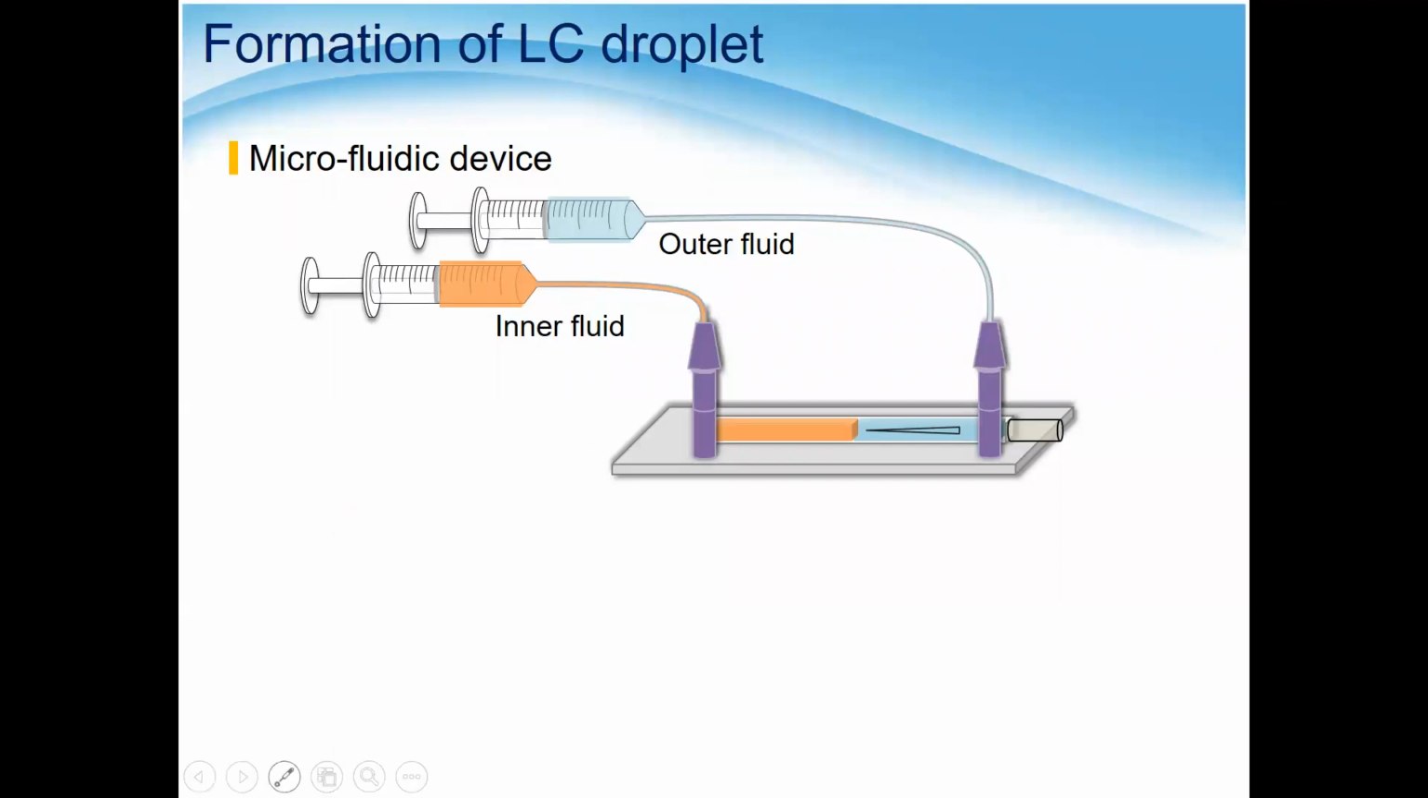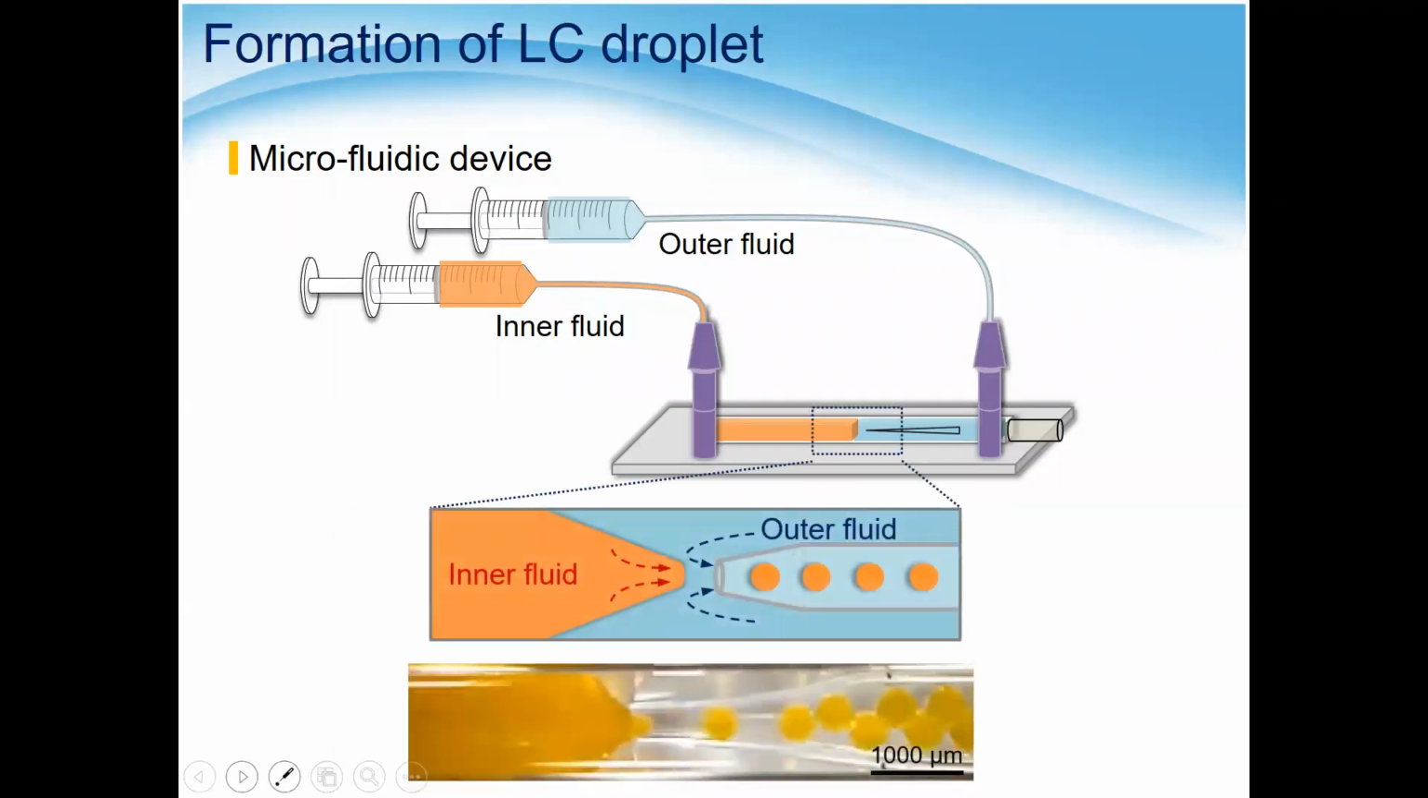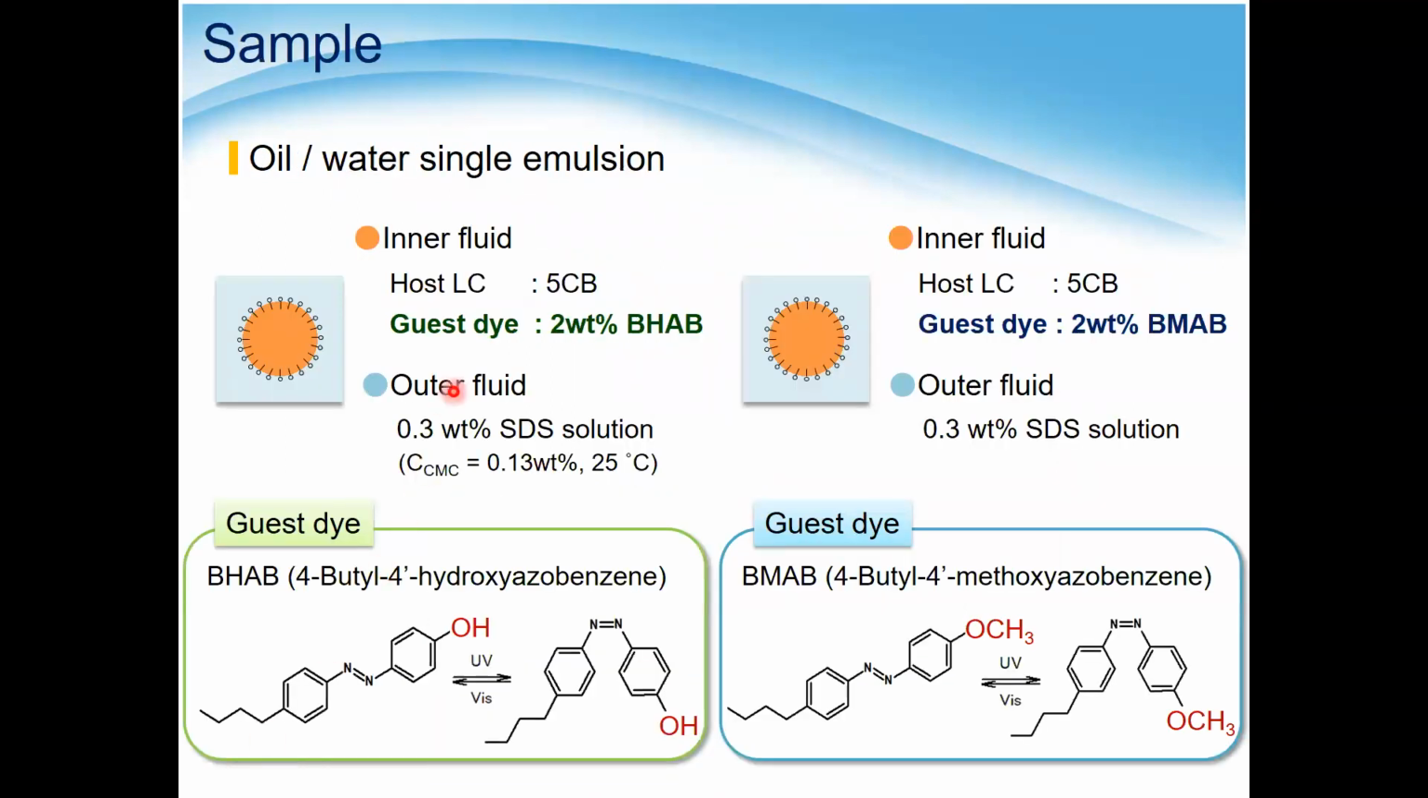We use a microfluidic device, and an outer fluid encounters at the center and induces the shear force to generate this kind of droplet. In this case, we use two types of liquid crystal droplets. The host liquid crystal is 5CB, which is one of the most typical, well-known liquid crystals. But we change the guest dyes. One is BHAB and the other is BMAB.